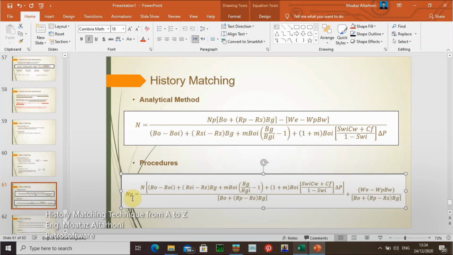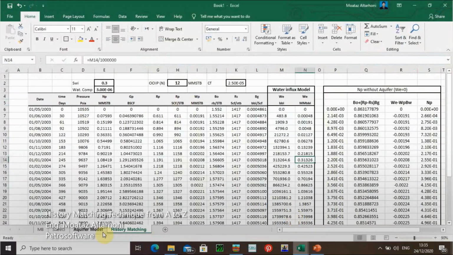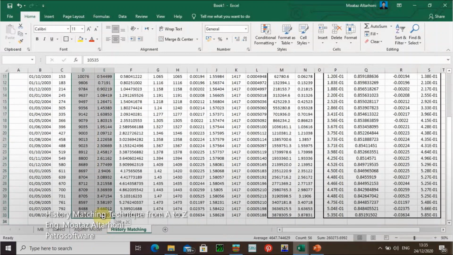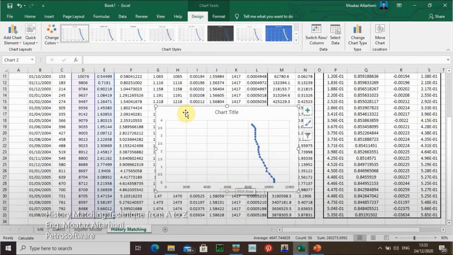How can I understand and how can I confirm this? By getting the same data as here in the matching. Now I can show you. I need to calculate the pressure versus, this is the general and accurate data I have.